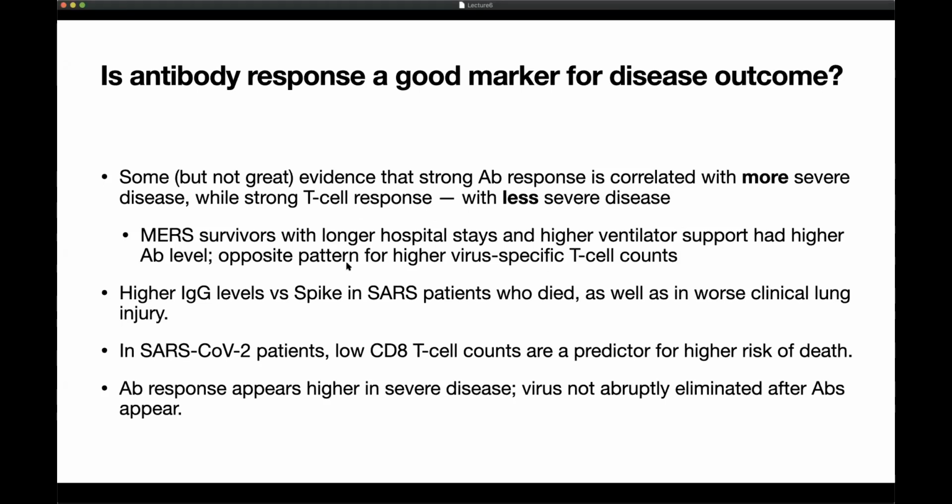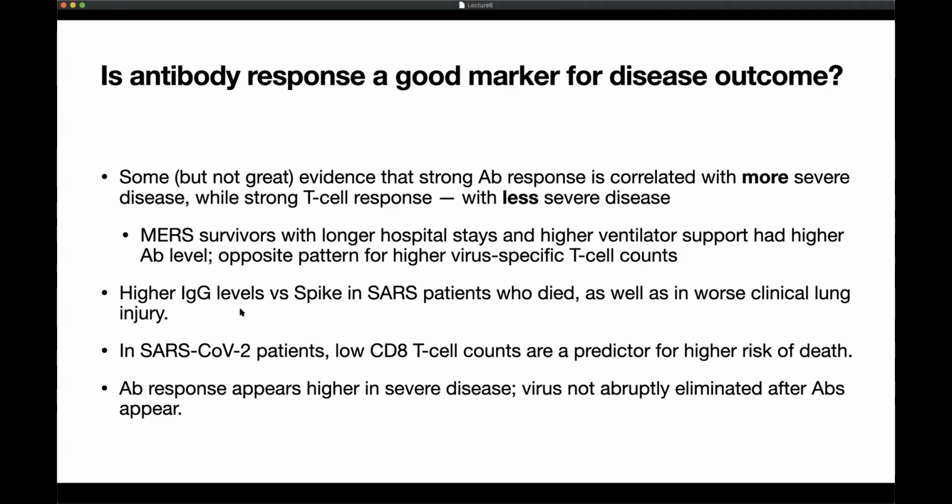A lot of it is based on small samples and limited studies, but here's one of the lines of evidence. MERS survivors with longer hospital stays and higher ventilator support had higher antibody levels, and there was the opposite pattern for higher virus-specific T cell counts. It's difficult to interpret. Association does not mean causation. We'll come back to this later in the lecture.